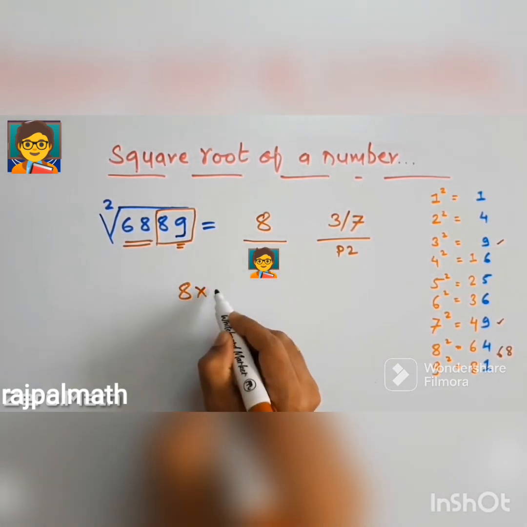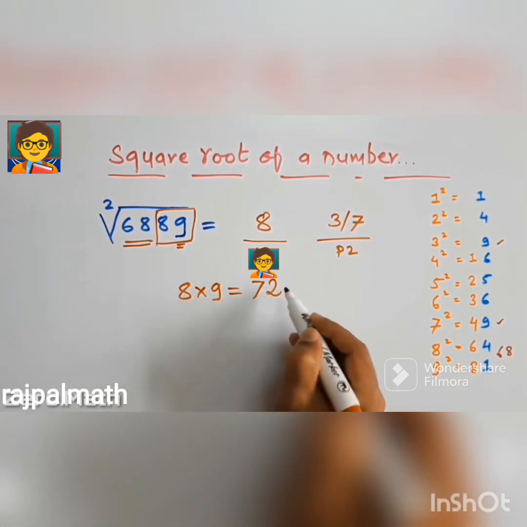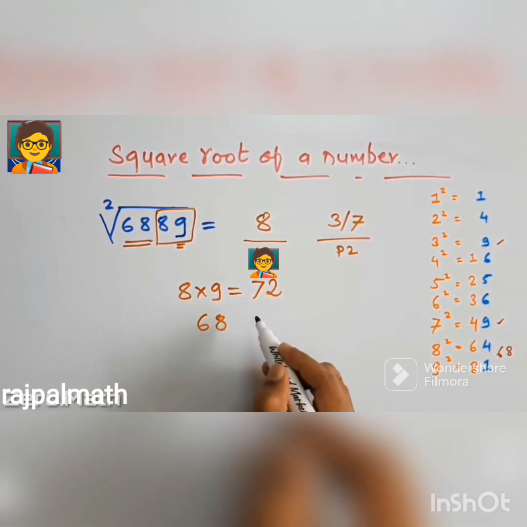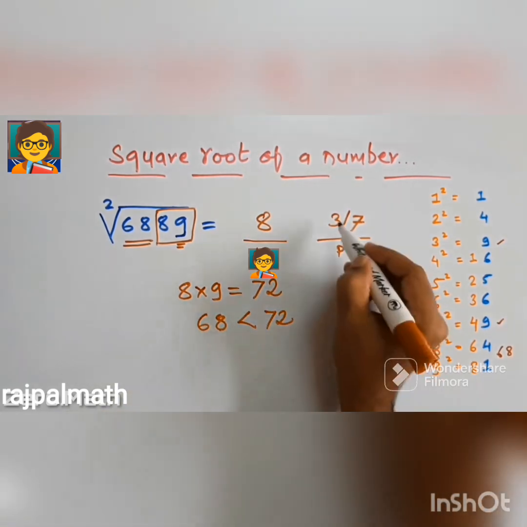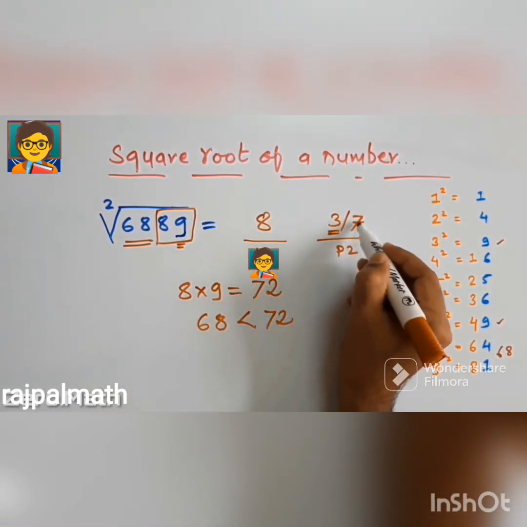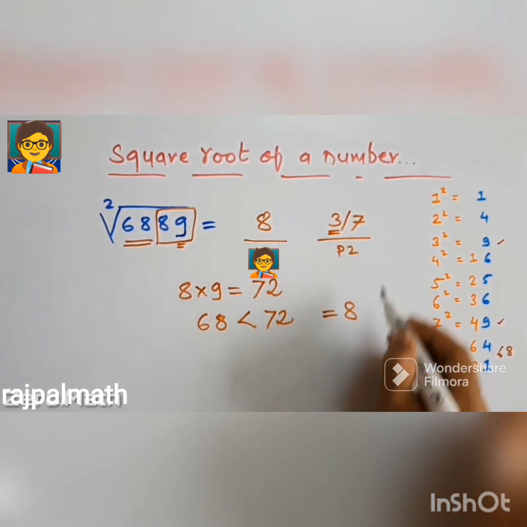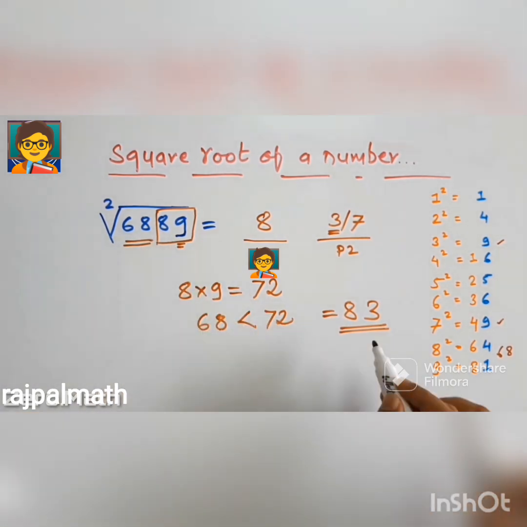Let's multiply this 8 by the next consecutive digit, which is 9. 8 into 9 is 72. Let's compare 68 and 72. So 68 is less than 72. Hence, we are going to take the lower digit between 3 and 7, which is 3. So my answer becomes 8 and 3. So the square root of 6889 is 83.